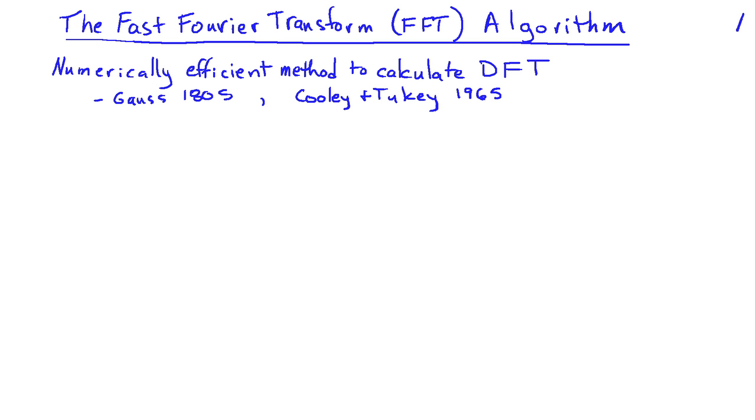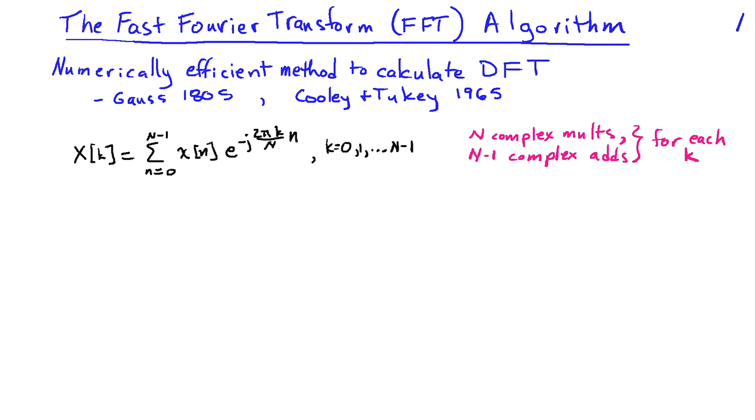In 1965, Cooley and Tukey published a paper on the fast Fourier transform, an efficient way to do it, and of course the time was ripe then because digital computers were growing and there was a need for faster and faster data analysis. So we're going to begin by reminding ourselves about the DFT.